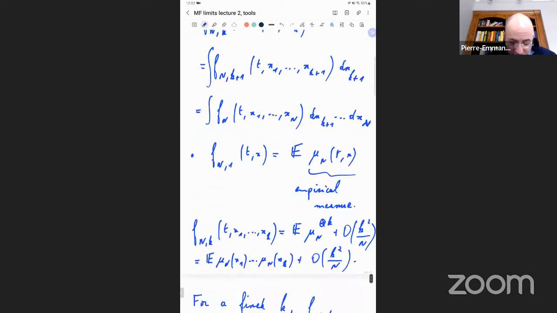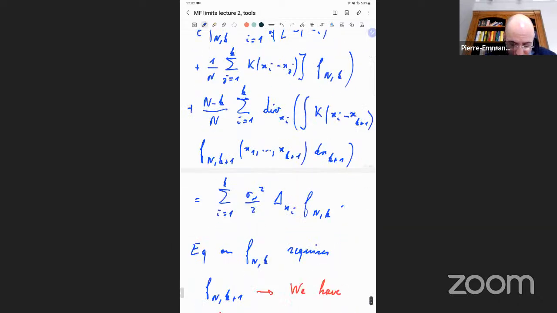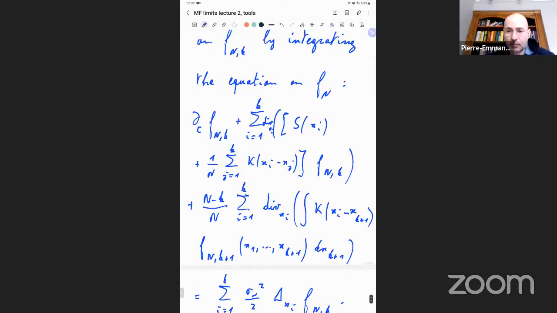And even the Fnk, sorry, they are deterministic. And even this relation on Fnk involving Fnk plus 1, it's not exactly something that is Markov, right? And it cannot be formulated like that, so it's something else.